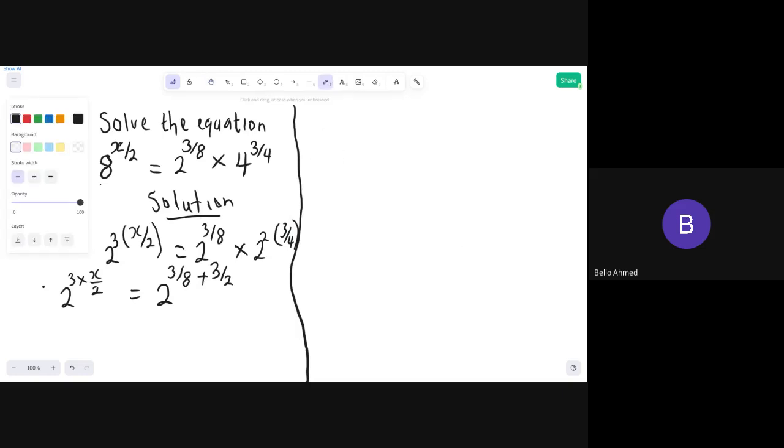I'm going to be left with 2 raised to the power of, now let's do this power. We have 3 times x over 2. That's going to give us 3 times x, that's 3x over 2, is equal to 2 raised to the power of what do we have at the right hand side? Don't forget what we have at the right hand side is actually 3 over 8 plus 3 over 2, right? Yeah, I think that's what we have.